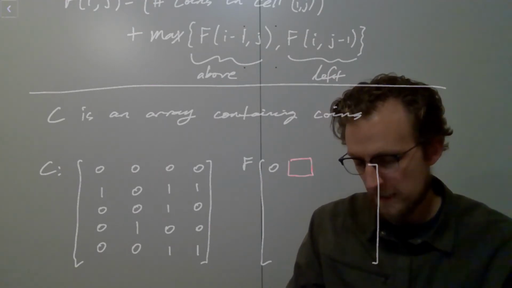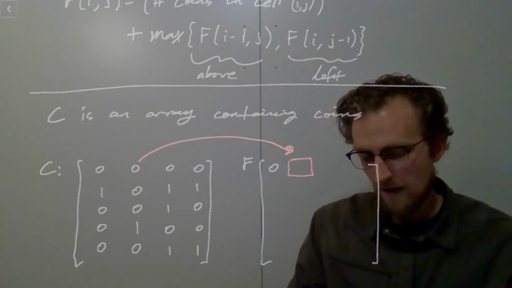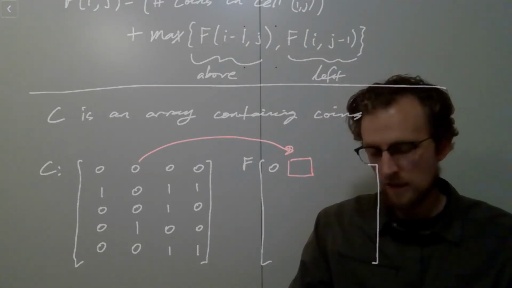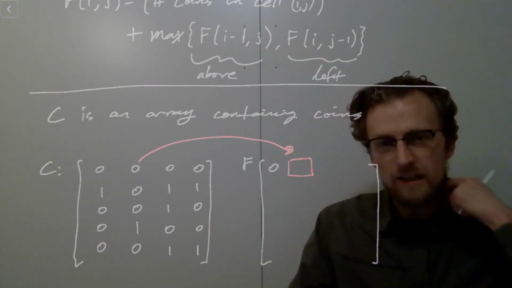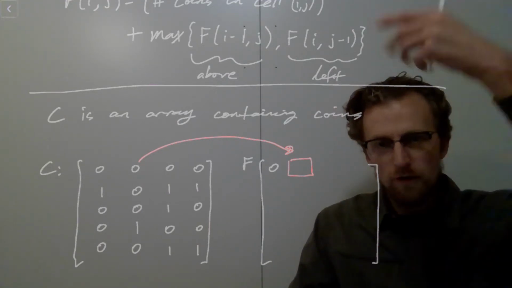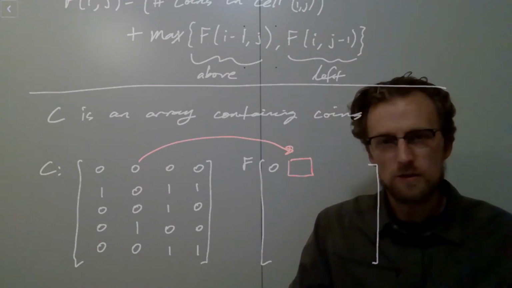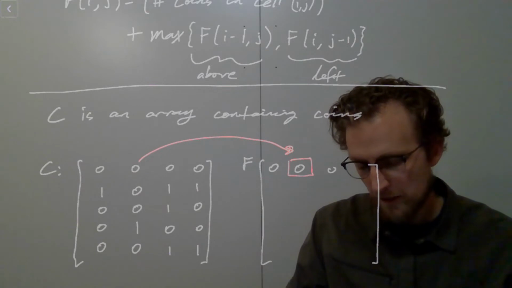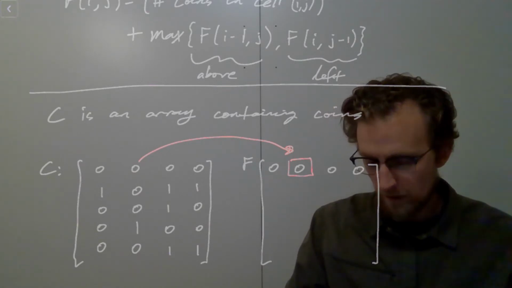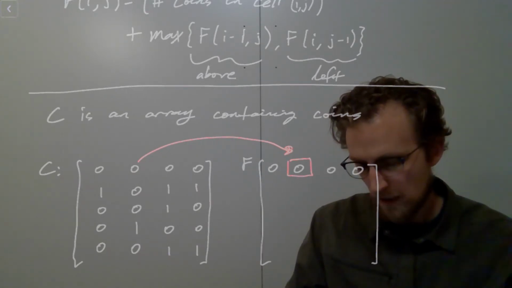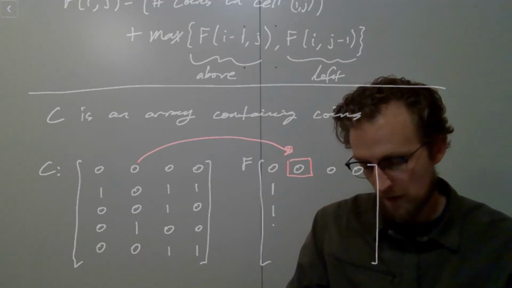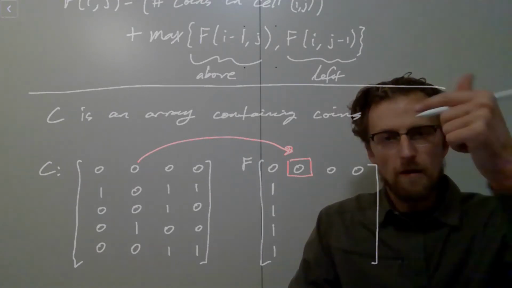Well, we take this box and plug it in: it's whatever is in that same cell in C, plus the larger of what's above in F versus what's to the left in F. And so this ends up being 0. In fact, the entire first row is 0. And if I look down the left, the entire left column is mostly 1s. I get a 1 there because of that coin, and then I get a 1 here, here, and here because there's a 1 above it.